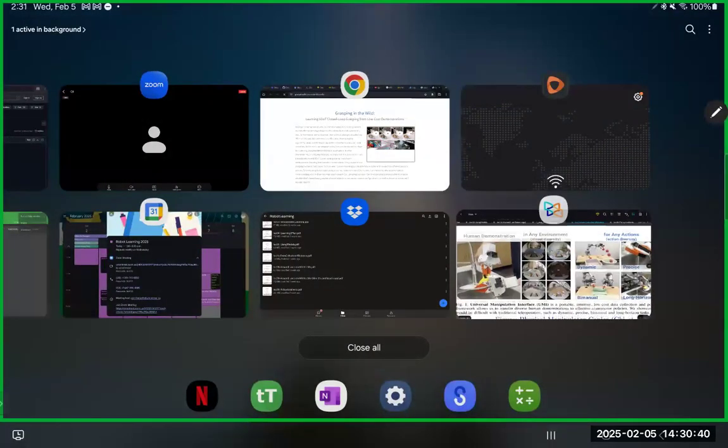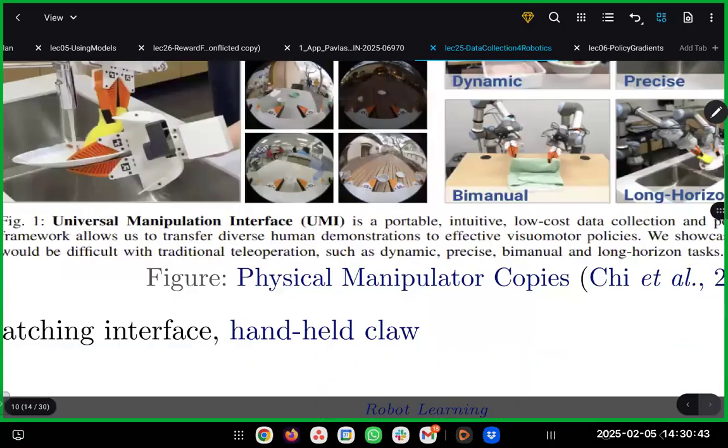Oh, sure. Yeah, go ahead. What time is that at 4?